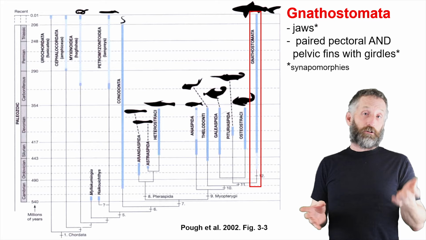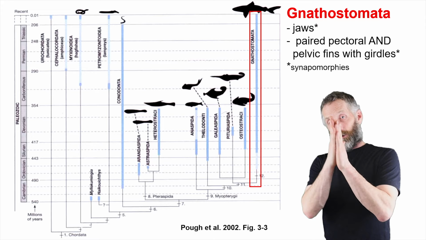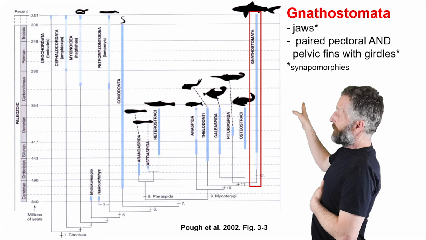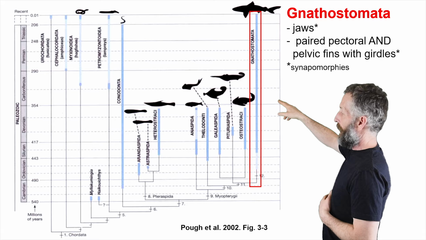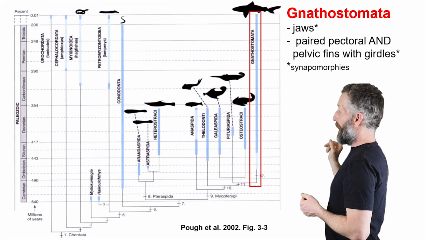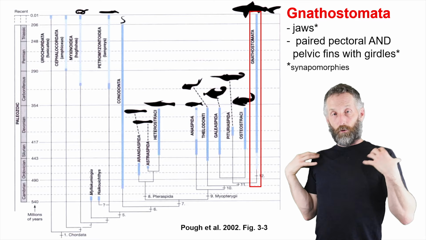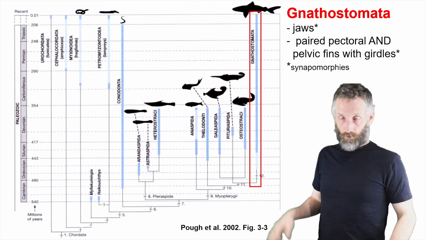And now we're going to go into this other branch on the right here, the gnathostomata, and we're going to expand that branch to look at some of the evolutionary splits within that. So here you have, as synapomorphies, you have jaws. So everything here has a jaw now. And they have these paired pectoral and pelvic fins with girdles. So girdles are the bony structures that basically provide support for the pectoral fins or the pelvic fins. So they're our shoulders and our pelvis.